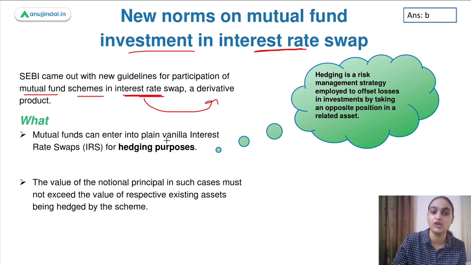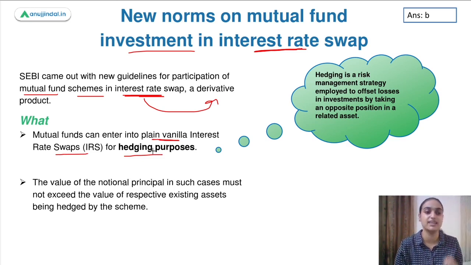They can enter into plain vanilla interest rate swaps for hedging purposes. I'll be discussing what are interest rate swaps, and what are plain vanilla interest rate swaps. Here you have to understand that mutual funds can enter into plain vanilla interest rate swaps. Mutual fund ka jo paisa hai, wo is derivative instrument mein invest ho sakta hai. Aur ye mutual funds ka paisa yaha kyun invest hoga? In order to hedge yourselves from the risk.